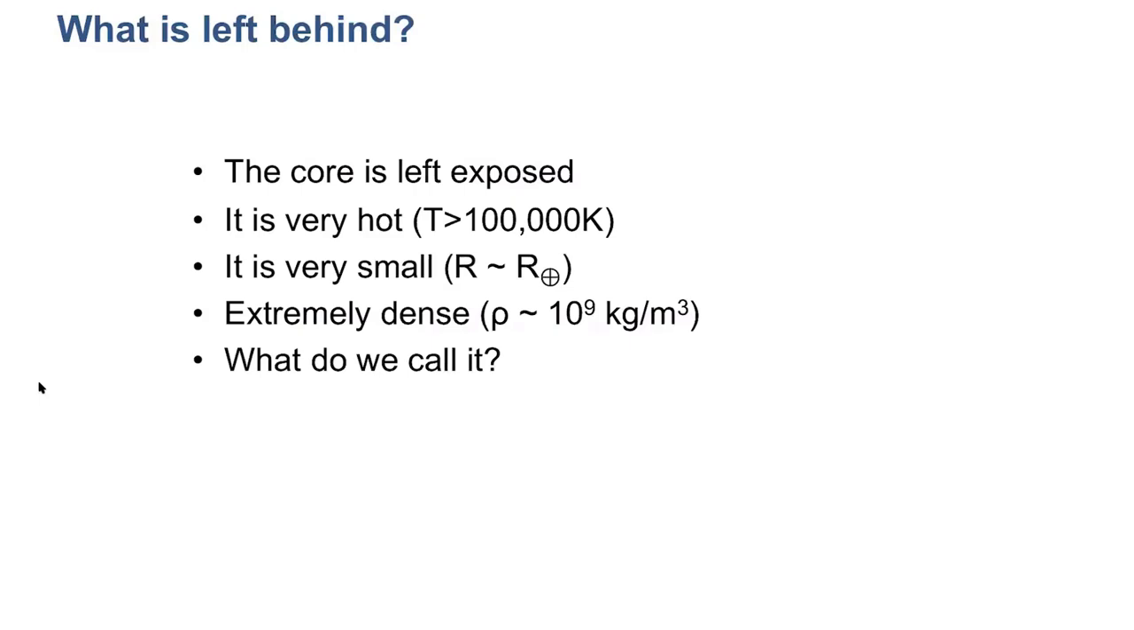This circle with a plus sign in it is the symbol for the Earth. And it's extremely dense. Densities on the order of 10 to the 9 kilograms per cubic meter. What do we call such a thing? Well, we've seen these things on the HR diagram, and we were wondering what they were. These very small, hot, dense things, we call them white dwarfs.